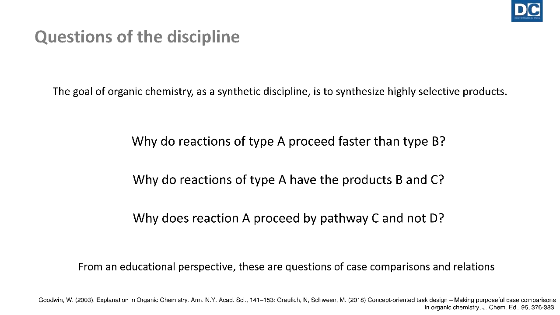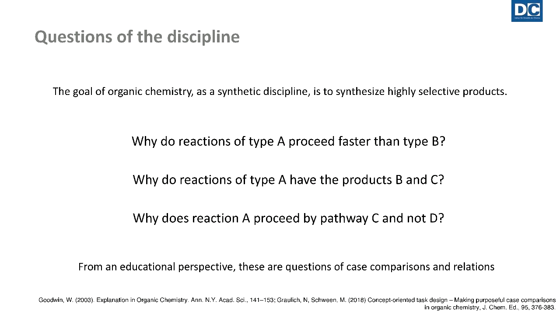And when we come from a subject-oriented perspective, then we have the discipline in mind and the goal that organic chemistry has, which is to synthesize highly selective products. And the discipline is concerned with multiple questions of that type. For example, why do reactions of type A proceed faster than type B? Why do reactions of type A have the products B and C? Or why does reaction A proceed by pathway C and not D? And when we look at those questions that are typical questions in the discipline from an educational perspective, these are all questions of case comparisons and relations.